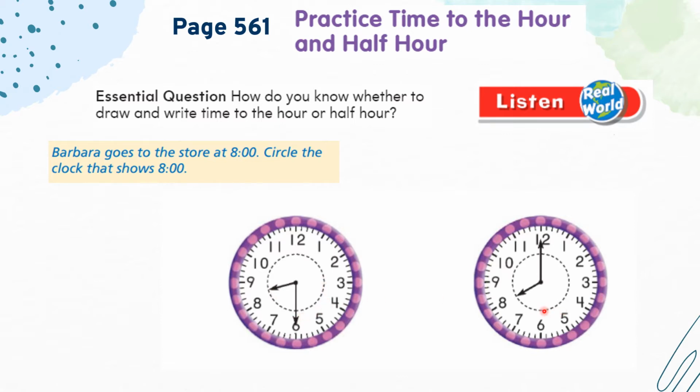And if you look at the second clock here, you will see that the hour hand is directly and exactly pointing at number 8, whereas my minute hand on this clock is on 12. So it's the whole complete hour. It's exactly 8 o'clock on this clock. So which one of the two clocks shows 8 o'clock? It is the second clock here.